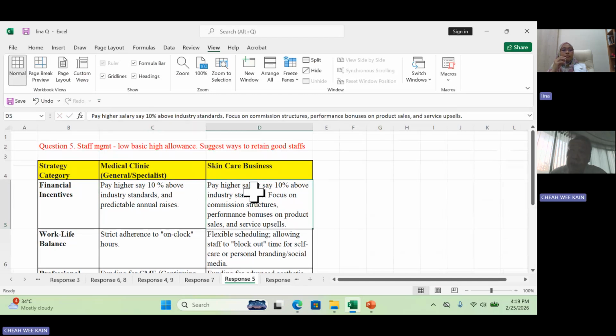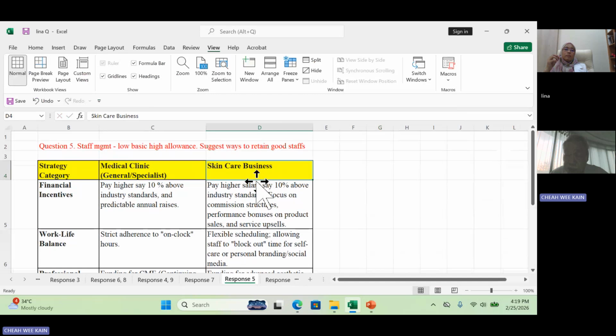Now, we are not talking about overtime. We are talking about basic salary. That basic salary for skincare is actually very low. They are going to look for selling a lot to get commission, so that basic is very low. You give them an extra 10%. When you give them an extra 10%, they are nicer to the customer. They are happier. They won't simply resign, or simply not come to work.